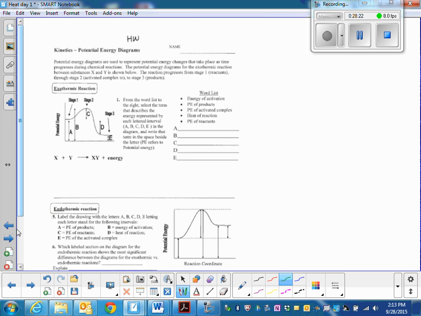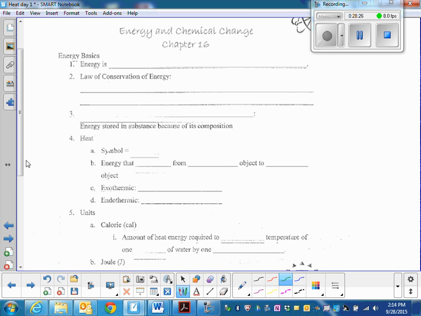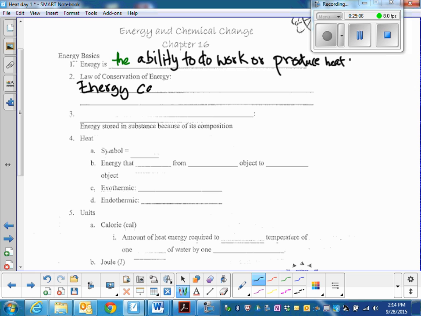Now, let's go on to the notes page. Did you pick this up by the door? All right? Write down, energy is the ability to do work or produce heat. What is the law of conservation of energy? Energy cannot be created or destroyed. Guys, this notes page you have to memorize. Whatever you're writing down, you should know.